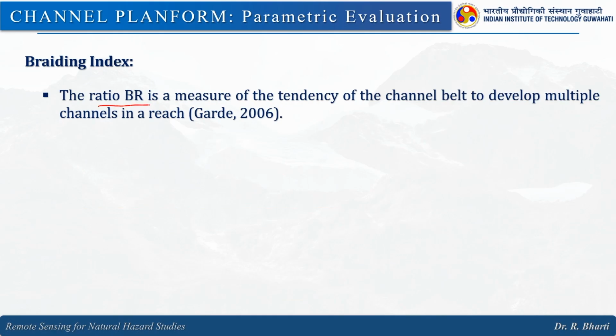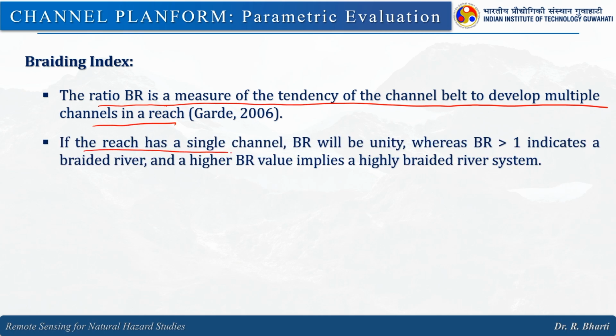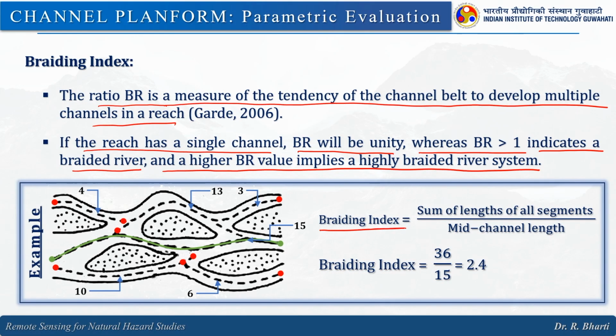The ratio BR, the braiding index, is a measure of the tendency of the channel belt to develop multiple channels in a reach, right. If the reach has a single channel, BR will be unity. Where BR is greater than 1, that indicates a braided river, and a higher BR value implies a higher braided river system, right. Here you can see the braiding index value. This is 2.4. So, if the value is higher, then it has a higher tendency to braid, right.